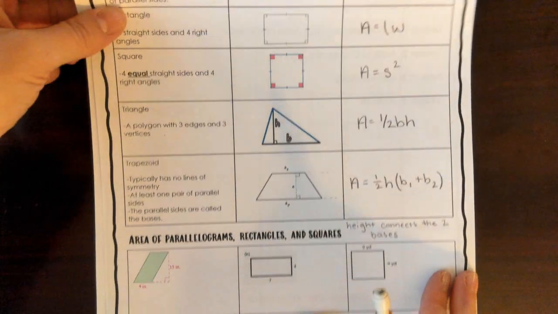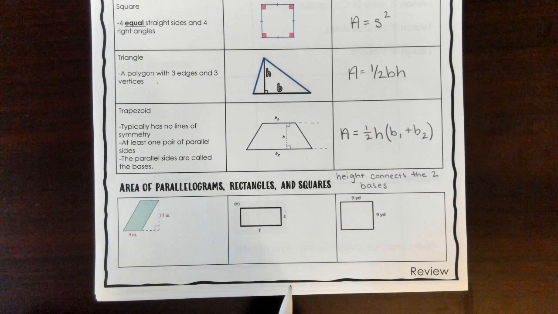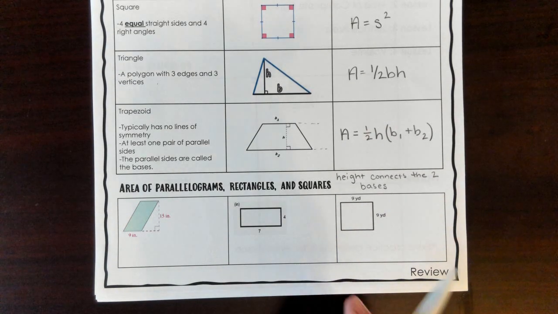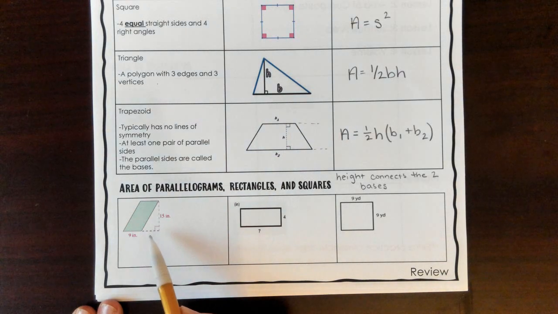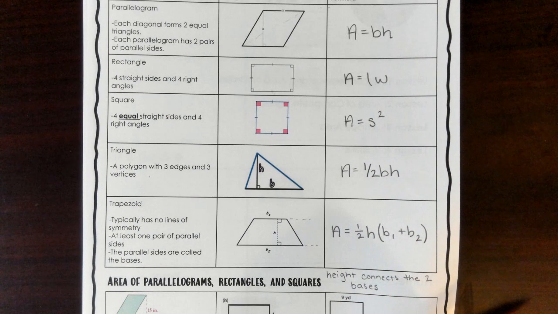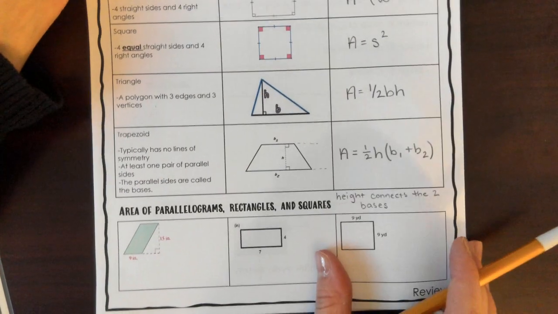Okay, so now we're going to look at the examples below. Here it says we're going to find the area of parallelograms, rectangles, and squares. These are probably the most simple ones. So here we have a parallelogram. We're going to come back up here, and it says the formula for a parallelogram is area equals base times height.